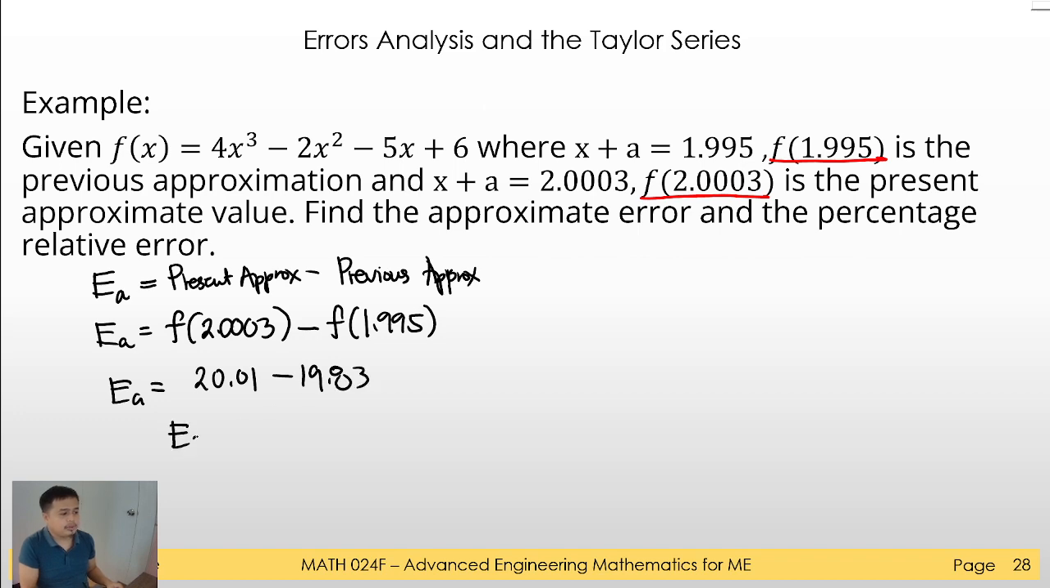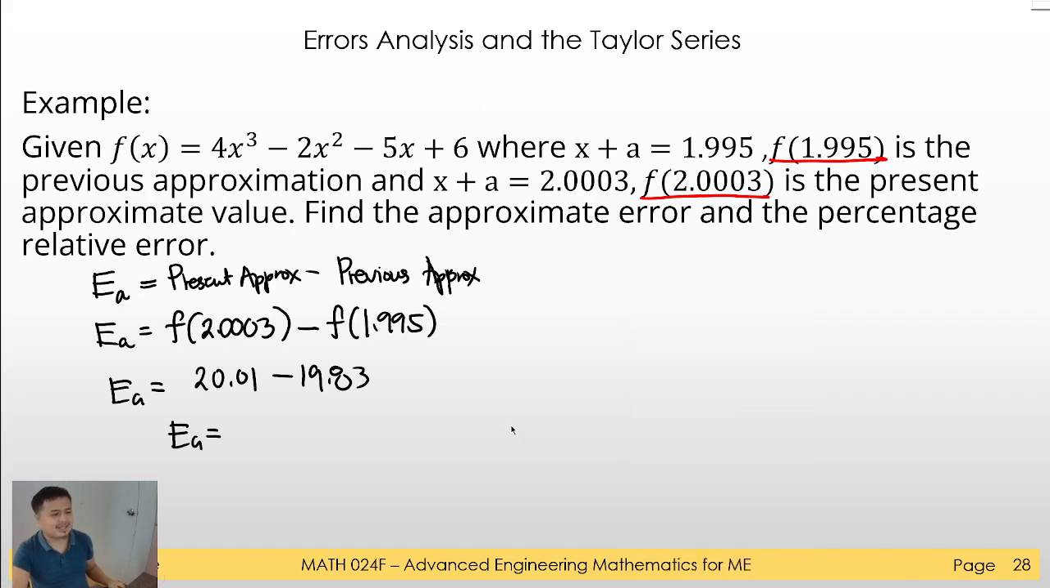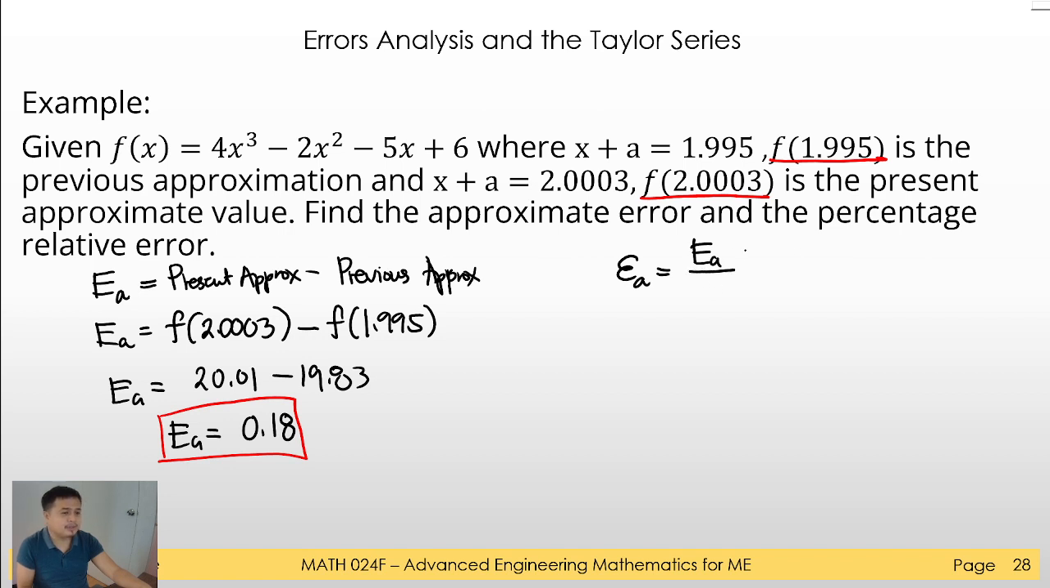So the approximate error will be equal to 20.01 minus 19.83. We only have to subtract, okay? So the approximate error will be 0.18. All right. So to find the relative approximate error, we have epsilon sub a, which is equal to the approximate error over the present value. So let's put here 20.01, and then multiplied by 100%.